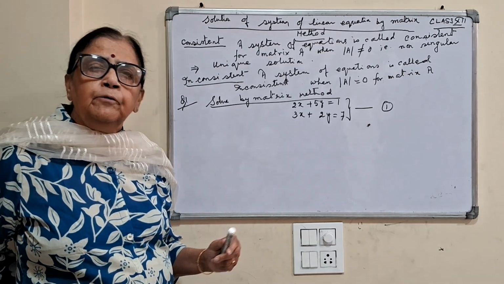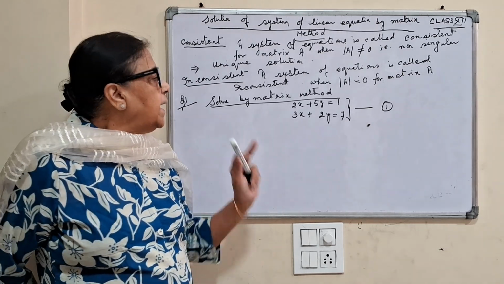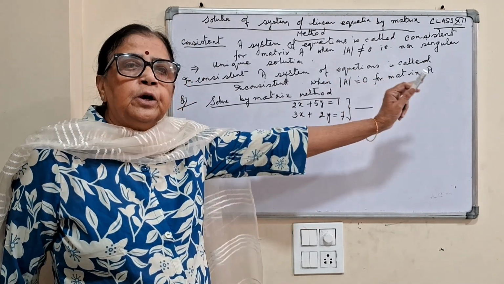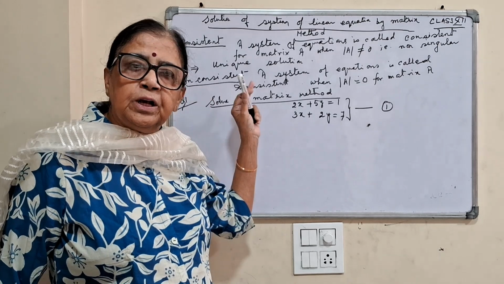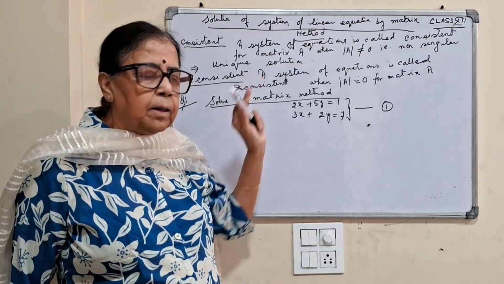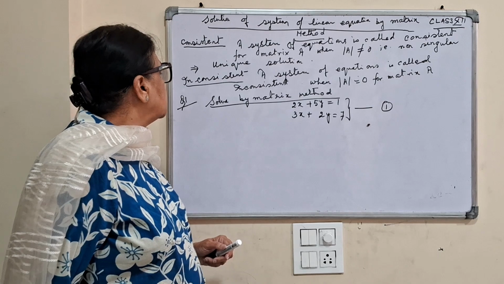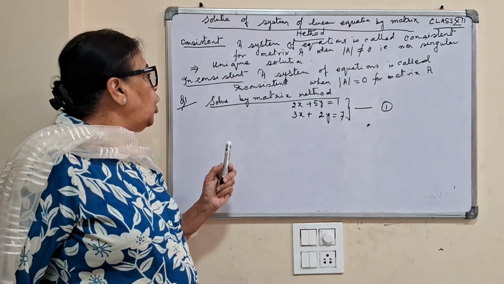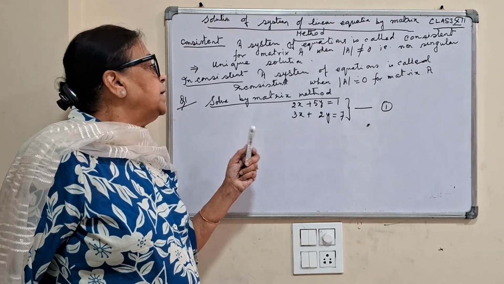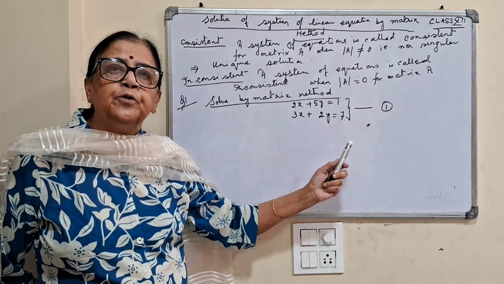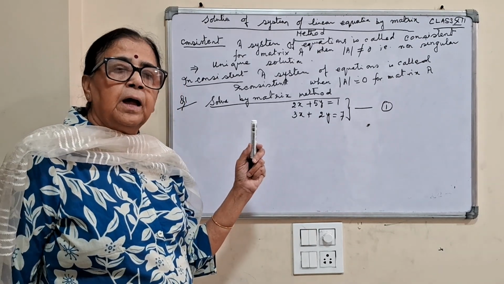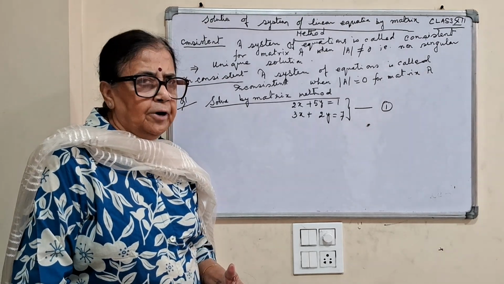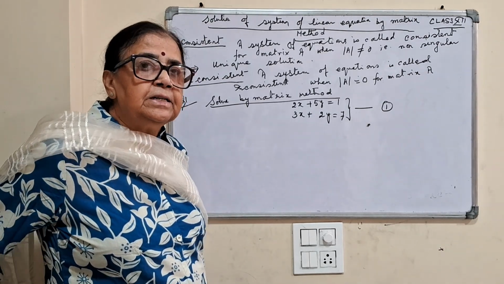Consistent means if for matrix A the determinant is not equal to 0, then it is non-singular and it has a unique solution. A system of equations is called inconsistent when determinant A equals 0. It can have many solutions or whatever it is. That we will discuss later.